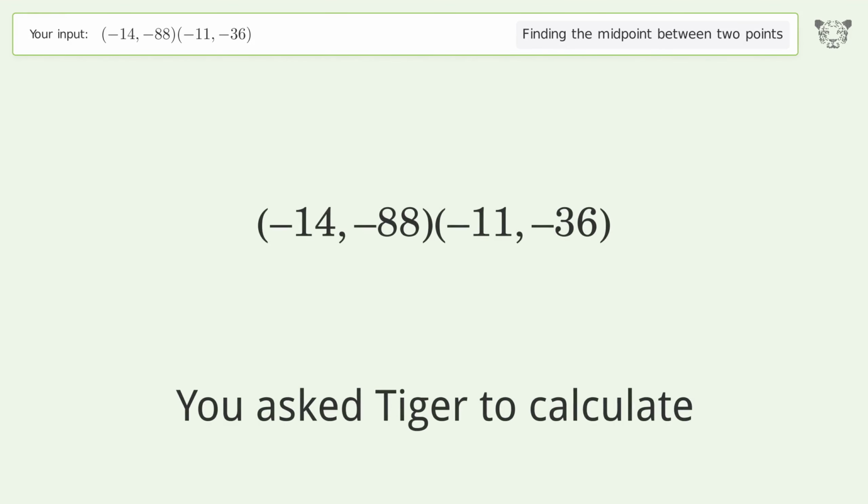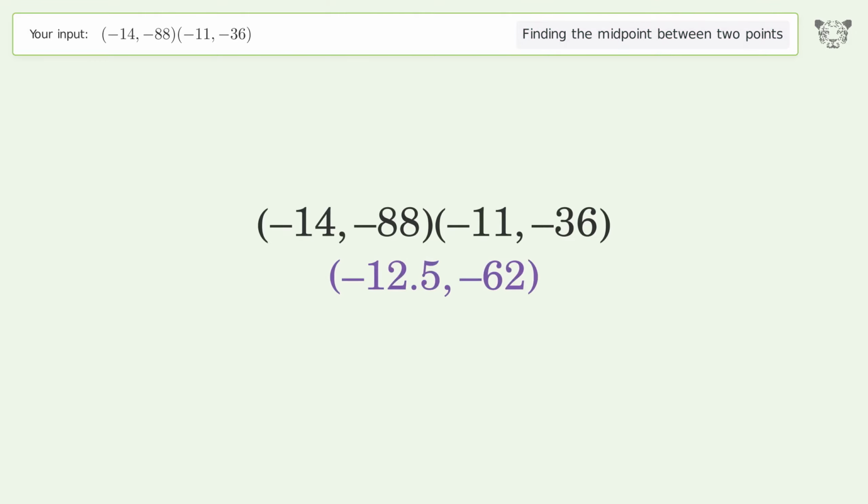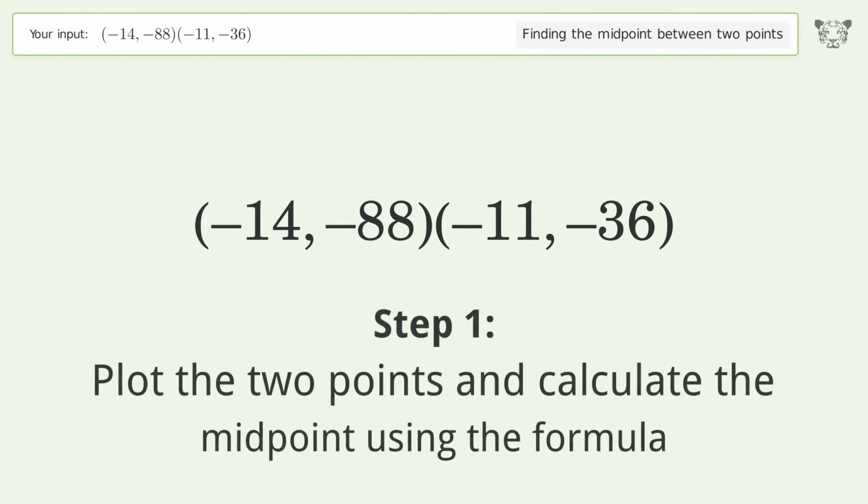You ask Tiger to calculate. This deals with finding the midpoint between 2 points. The midpoint between the 2 points is -12.5, -62. Let's solve it step by step. Plot the 2 points and calculate the midpoint using the formula.